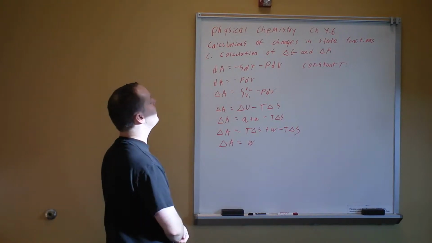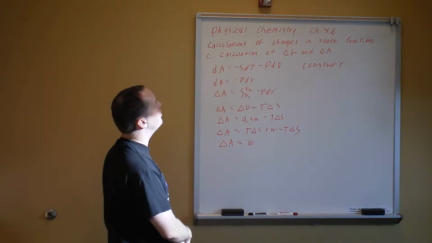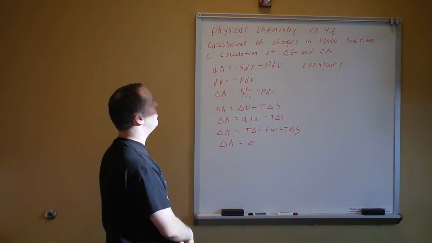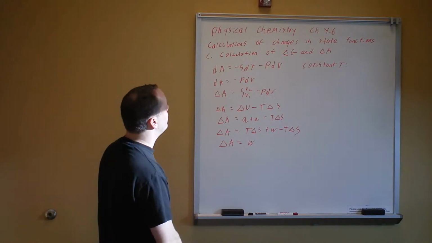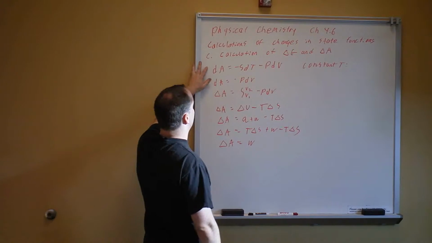Continuing Physical Chemistry, Chapter 4. We're on Section 6 now, just finishing up Section 6 actually. We're doing calculations of changes in state functions, namely delta G and delta A. We just finished delta G, now we'll do delta A. So we know there's two different ways to find delta A.